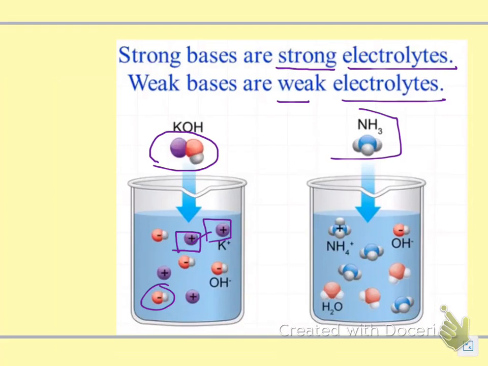And if I take a weak base like ammonia and I put it in solution, I end up with mostly ammonia in solution. Very little bit of the base has picked up a proton and become NH4+.